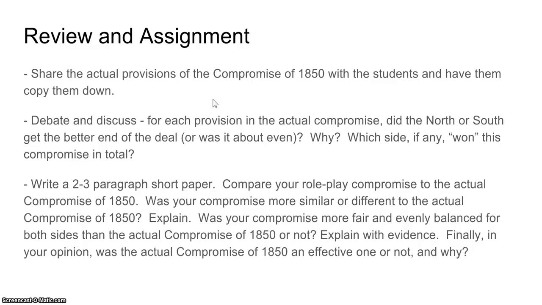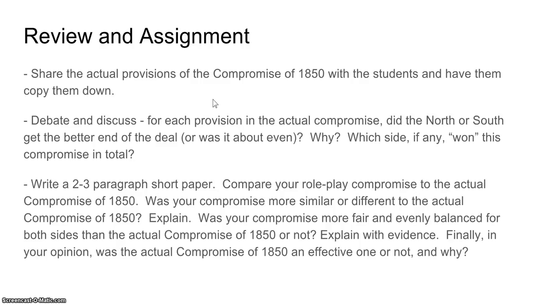And then finally, write a 2 to 3 paragraph short paper. Compare your role play compromise to the actual Compromise of 1850. Was your compromise more similar or more different to the actual compromise? Explain. So, did the solutions you came up with, were they more similar or more different? Was your compromise more fair and evenly balanced for both sides than the actual compromise, or not? And explain with evidence.